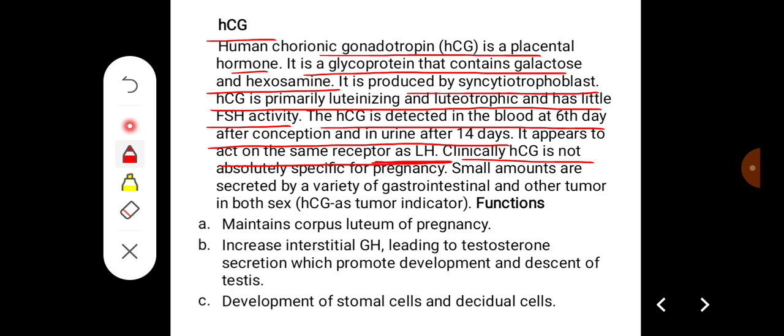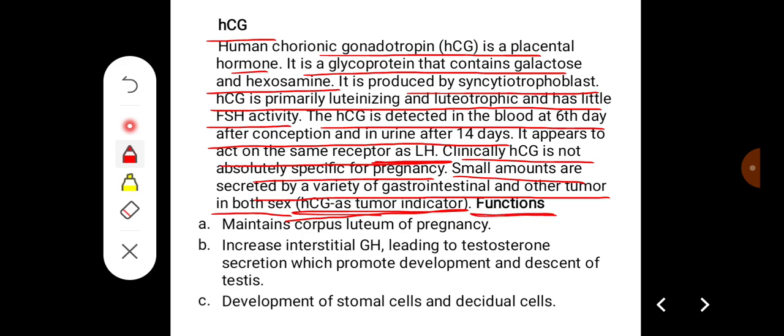Clinically, HCG is not absolutely specific for pregnancy. Small amounts are secreted by a variety of gastrointestinal and other tumors in both sexes. That is, HCG serves as a tumor indicator in them.